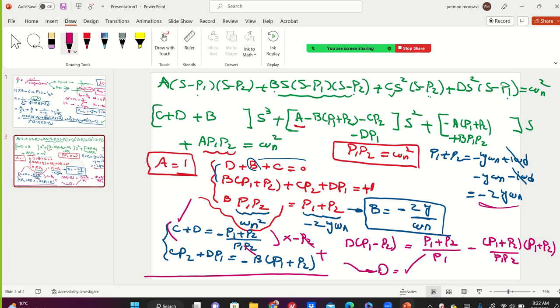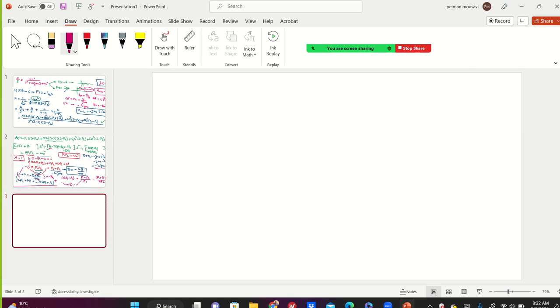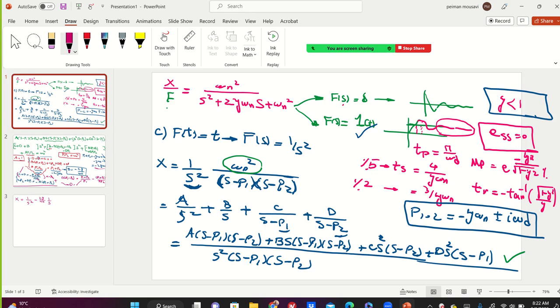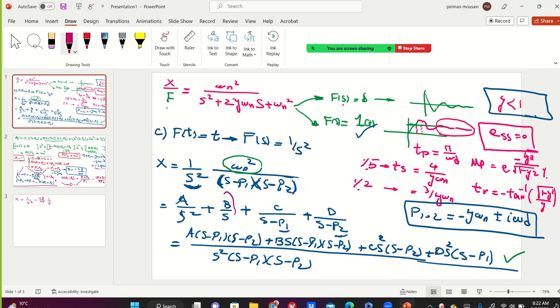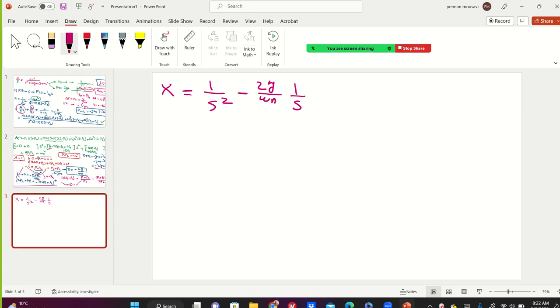Okay. So, being said, now we have the answer. X equals to A was 1 over S squared. B was minus 2 zeta over omega n over S. I'm just replacing here, guys. Where is it? Here. C, a constant number that you can calculate, C over S minus P1. D, a constant number that you can calculate based on P1 and P2. Here we go.